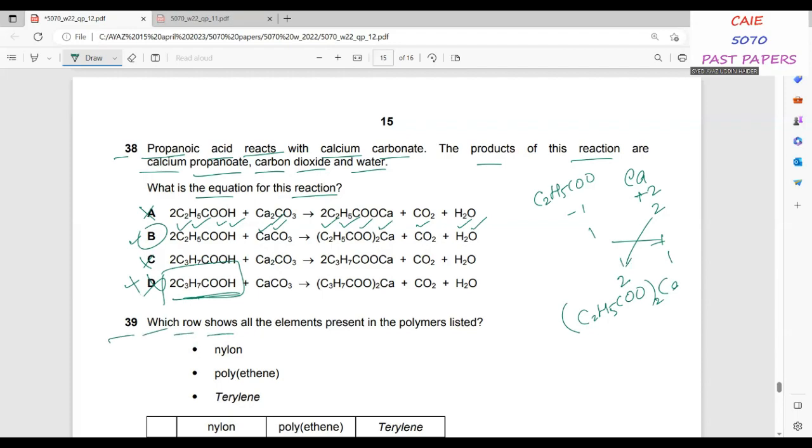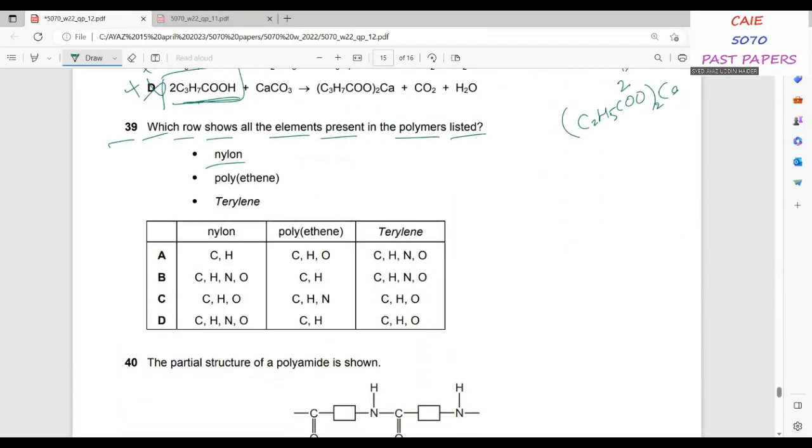39. Which row shows all the elements present in the polymers listed? Nylon, polyethylene, terylene. Nylon contains the elements carbon, hydrogen, nitrogen, and oxygen. So either B is correct or D is correct. Both A and C are incorrect.